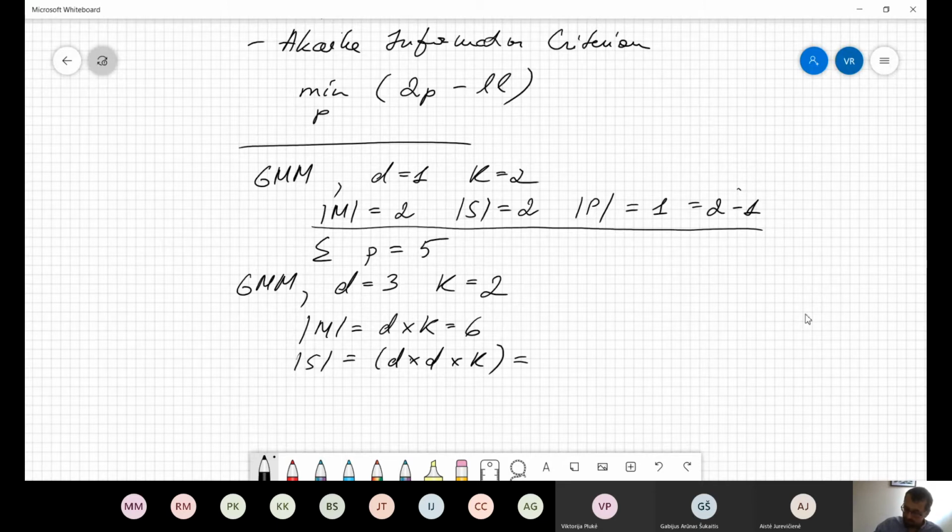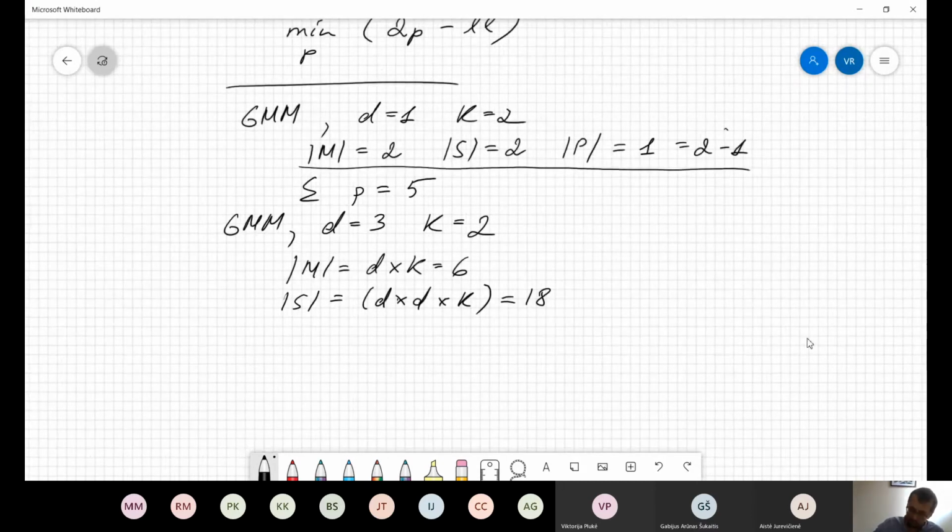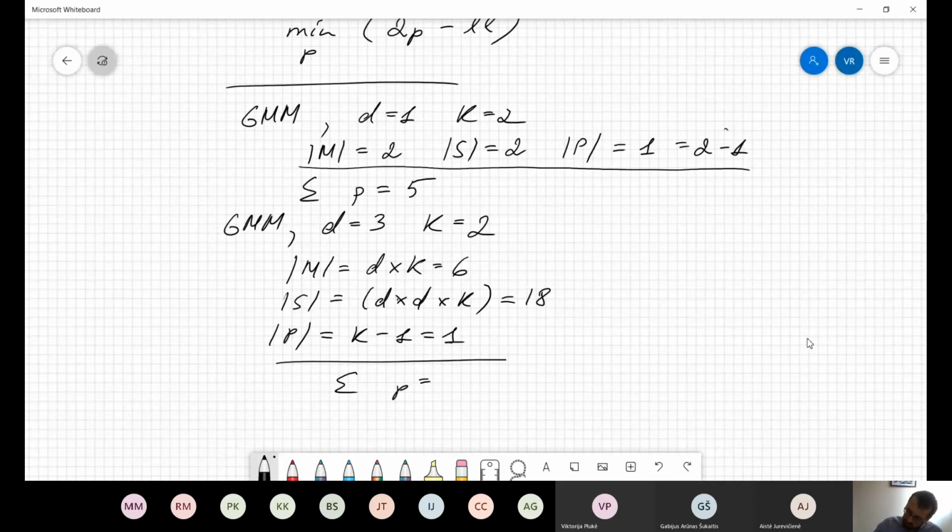Right, so basically D times D is 9, 9 times 2 is 18. As you can see, the number of parameters just explodes. Right, and the P is again K minus 1, which is 1. So now sum it up, and P equals 18, 6, right, this is 24, and 1, 25. As you can see, the increase in the number of parameters that we're using in our model, by just adding 1 dimension, is tremendous, right? By 25.